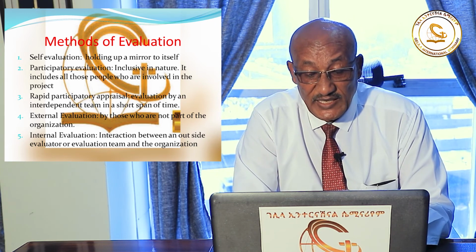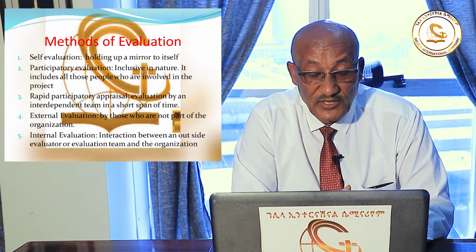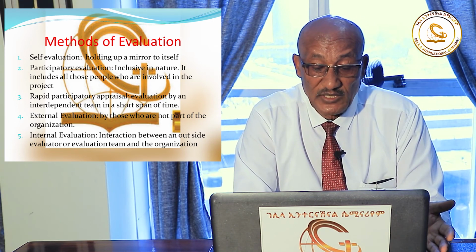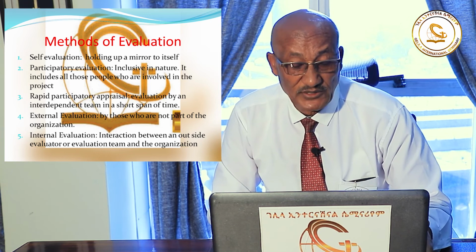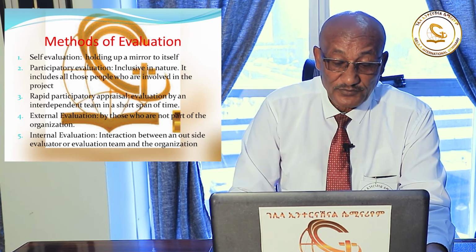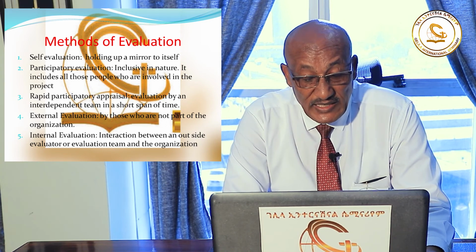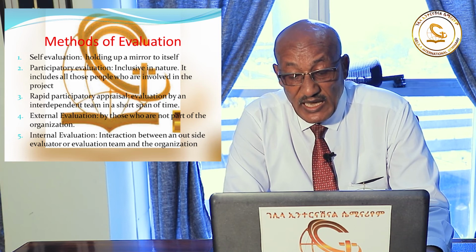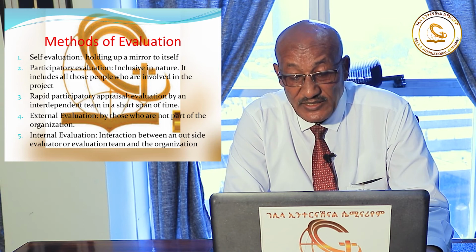The fourth point is external evaluation by those who are not part of the organization. So these people are external by nature. They may not have adequate information about the organization. So these people can come and evaluate the organization by using the standard established by the organization. The last point is internal evaluation. This is the interaction between an outside evaluator or evaluation team and the organization.